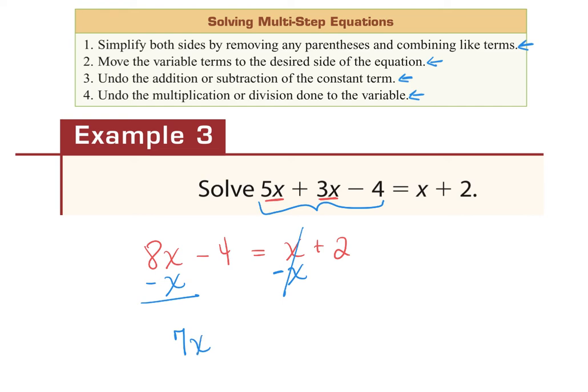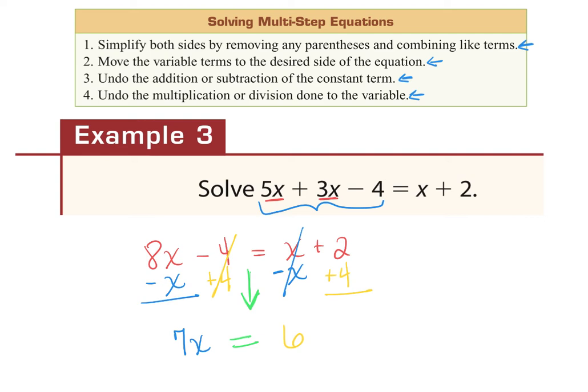If I moved my variables to the left, that means I have to move my 4 over to the right. You always do the opposite when you're going across the equal sign. It's going to zero out there, and I get 2 plus 4 is 6. That equal sign has to come down. All right?